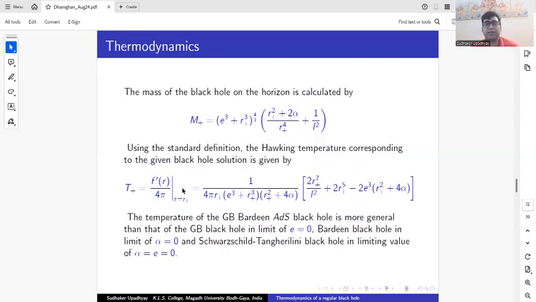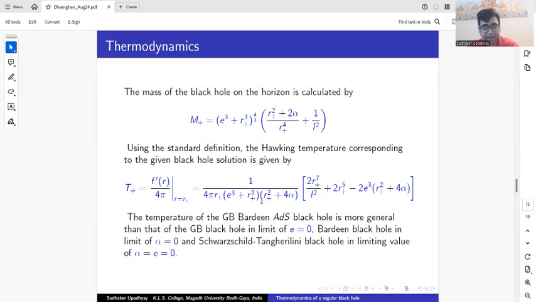You can calculate the thermodynamical properties simply by putting in the horizon condition. Here you see that if we calculate the mass of the black hole from the horizon condition, it is of this kind, which depends on the nonlinear charge and the Gauss-Bonnet parameter. And if you calculate the Hawking temperature using the usual standard relation, you will find the temperature, which is more general than the Bardeen black hole.